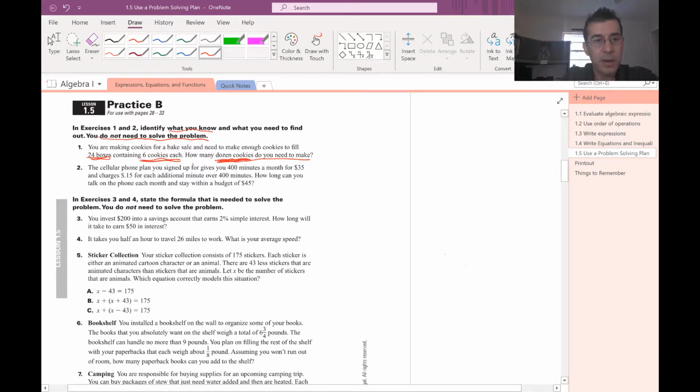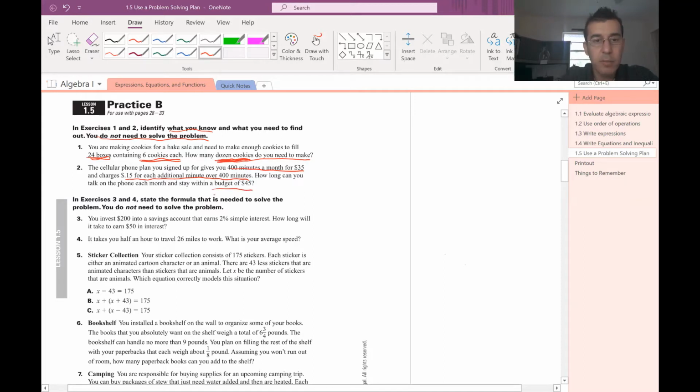So we do not have to solve the problem, but to solve the problem, we just have to multiply the 24 boxes times 6 cookies to find out how many cookies can fit in, and then divide that by a dozen, which is 12. Number 2, the cellular phone plan you signed up for gives you 400 minutes a month for $35 and charges 15 cents for each additional minute over 400 minutes. How long can you talk on the phone each month and stay within a budget of $45?